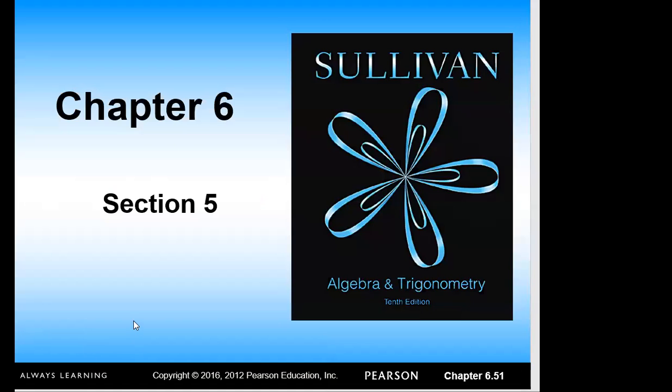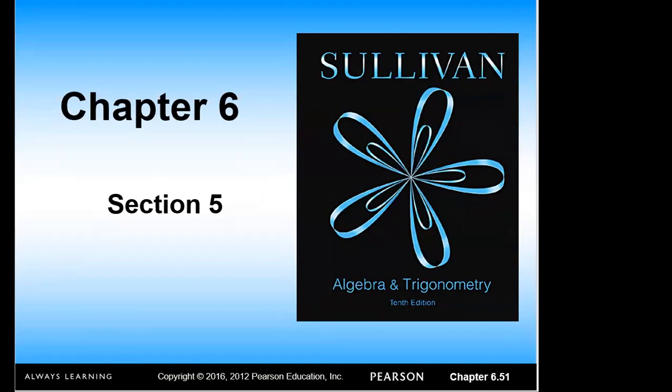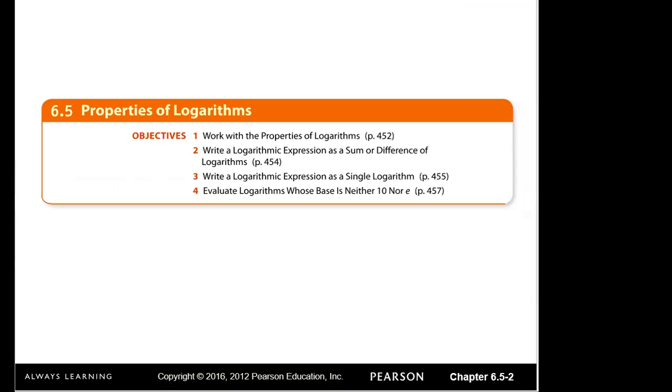Okay. So we are moving on to 6.5. All right. And in 6.5, there are 4 objectives. We are going to look at some properties of logarithms. We're going to learn how to write logarithms as a sum or a difference. Then we'll go in reverse and learn how to take them as sums or differences and compress them back down to single logarithms. And then we're going to evaluate logarithms using something called the change of base formula. So this shouldn't take me too long.